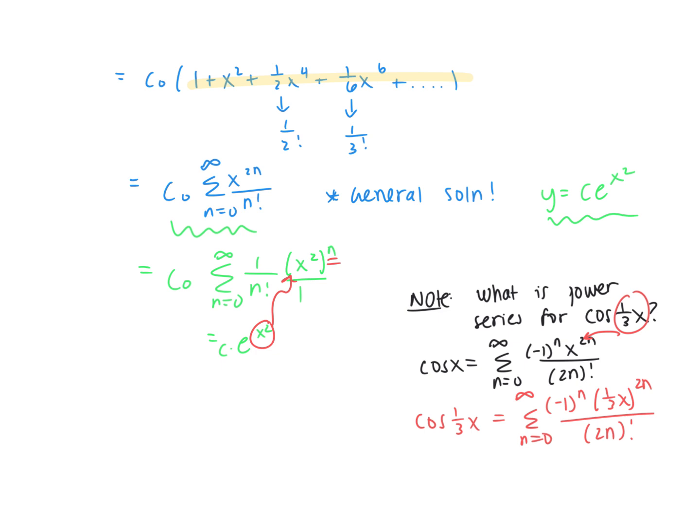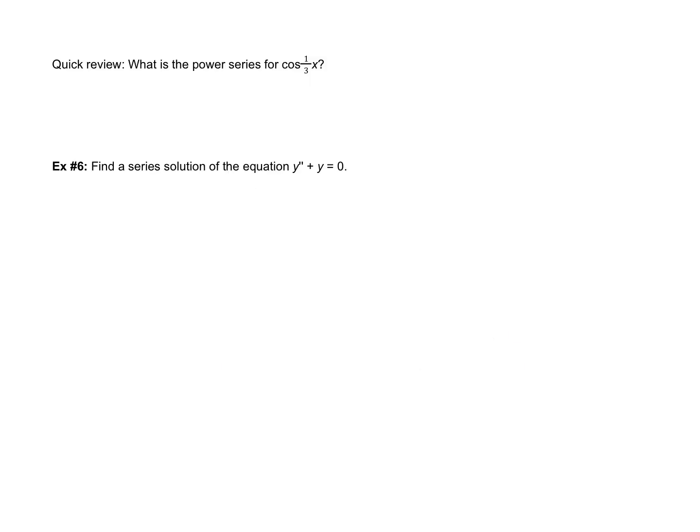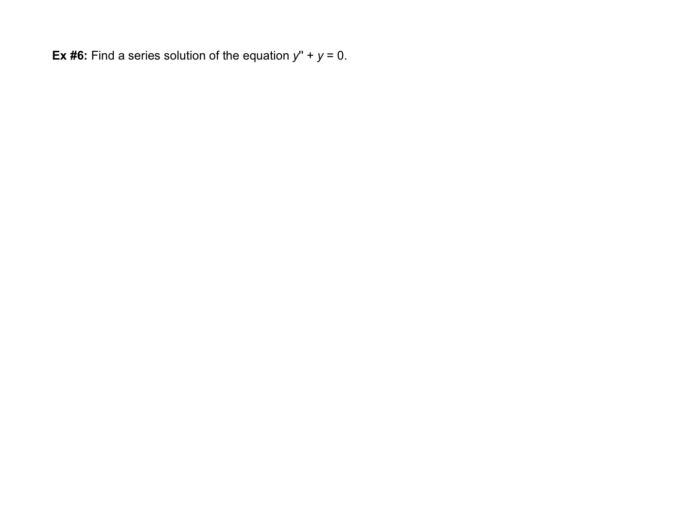Okay, so I know this is a long process and it's a bit of a doozy, so we are going to do one more example, and then in the next section we'll continue with this process. Quick review, we already did that on the previous page, so I'm just going to move on. Last example, find a series solution of the equation y double prime add y is equal to 0.